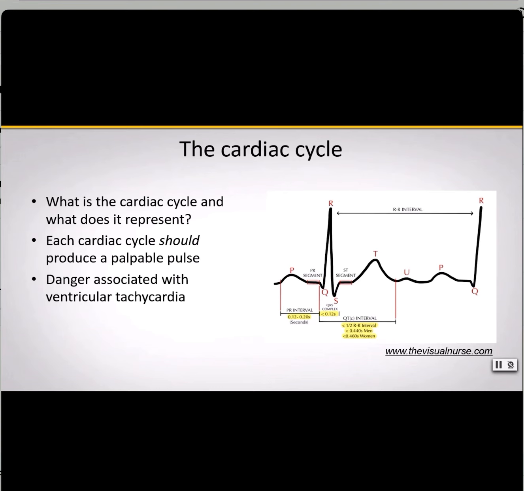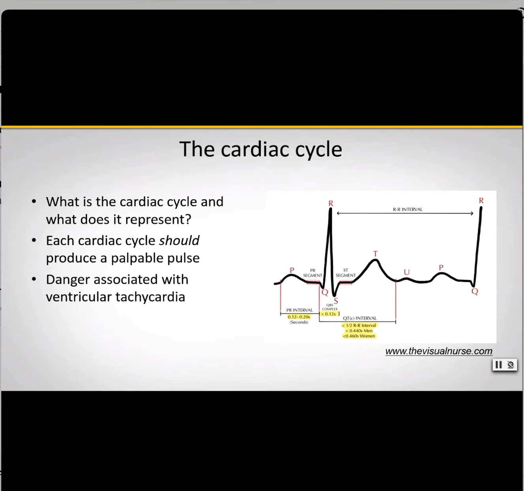of a second. And what's important to understand is that each cardiac cycle should produce a pulse. For example, if you palpate a radial pulse on your patient, you should feel a rebound for each R wave in the cycle. The R wave is representing ventricular systole, so we'll talk a little bit more about it in just a few minutes here. But each R wave should produce a palpable pulse.